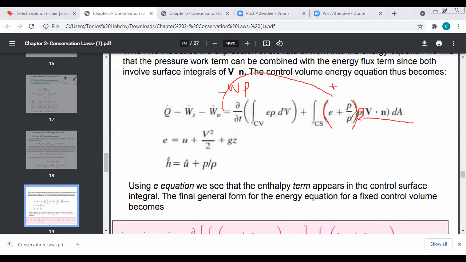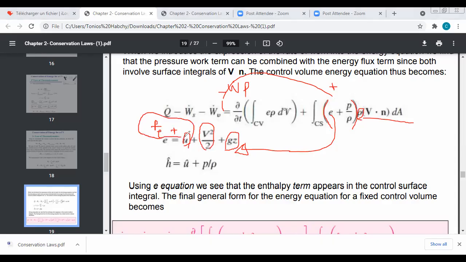So you get into brackets a very important term, which is E plus P over rho. Now, if you replace E by its expression, if you recall, E represents the energy of any molecule, and this energy is decomposed into internal energy plus kinetic energy plus potential energy. And now if I add plus P over rho, you will have this term U plus P over rho.